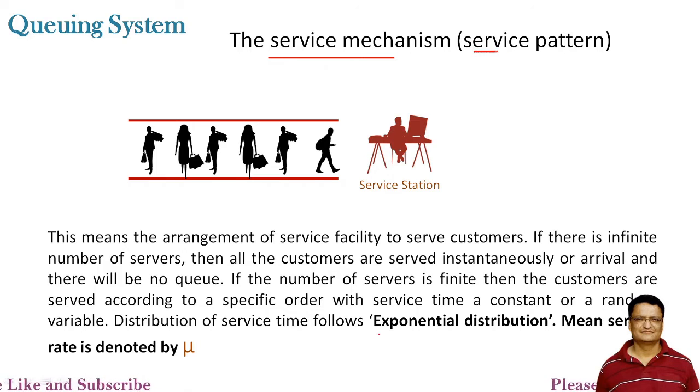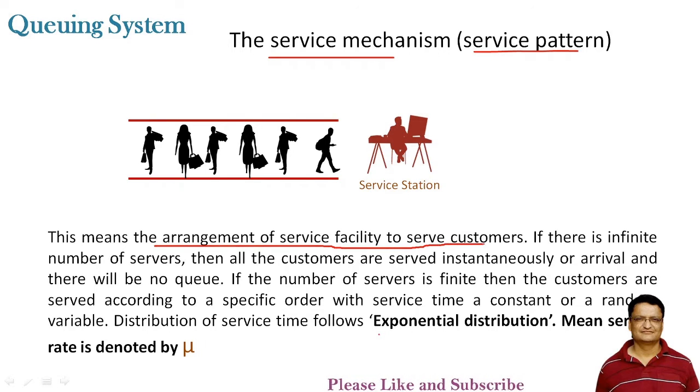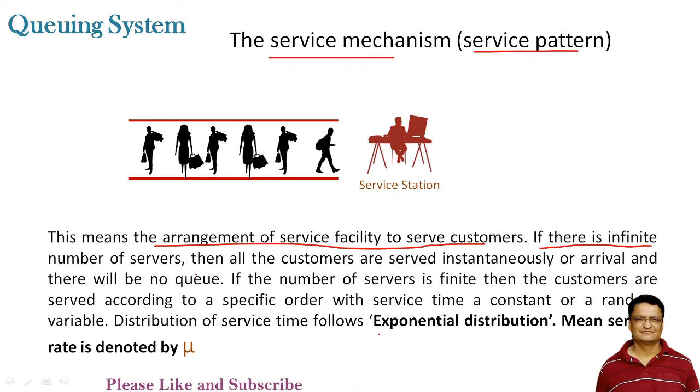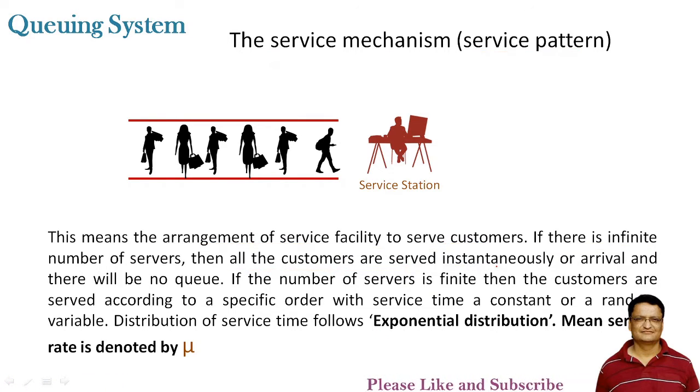Next is the service mechanism or service pattern. This service pattern means the arrangement of the service facility to serve the customer. If we have an infinite number of servers, then all the customers will be served instantaneously and there will not be any queue, but that is not economical, and there will always be some finite number of servers, and customers may have to wait because they will not get instantaneous service.